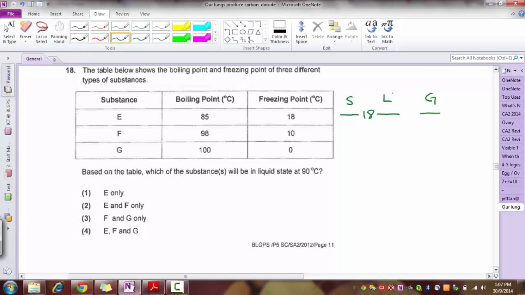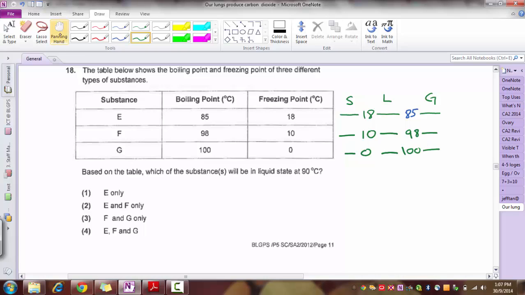And from liquid to gas, it changes because of boiling. So boiling point will be here. Okay, so let's take a look at the rest. This is 10. This is 98. This is my boiling point. The last one is 0, and this is 100 degrees.